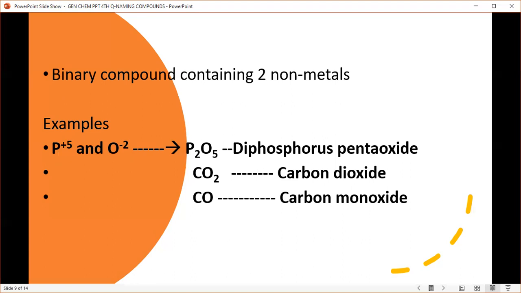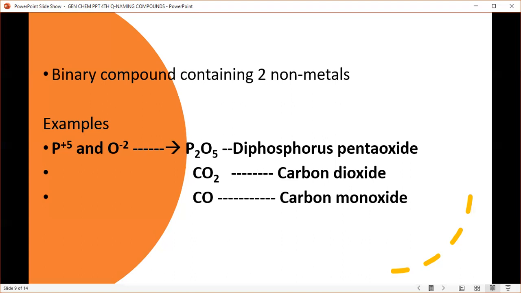So the subscript for phosphorus is 2, which means that the prefix that we will be using is di. So that's going to be diphosphorus. And then the oxygen has 5, so that's going to be penta. Write the stem of the name of that element, ox, and then we have the suffix -ide. So that's going to be diphosphorus pentaoxide.